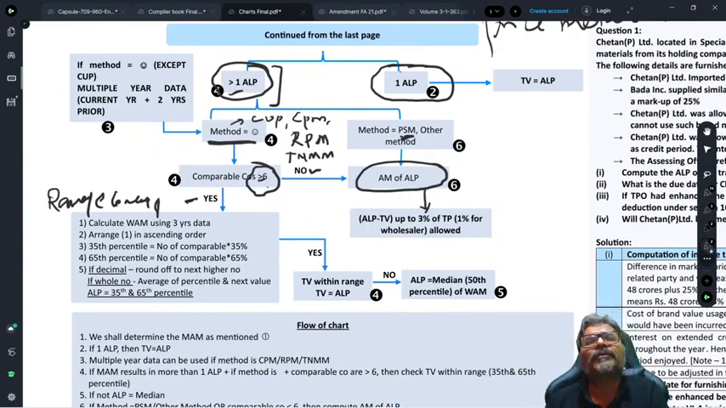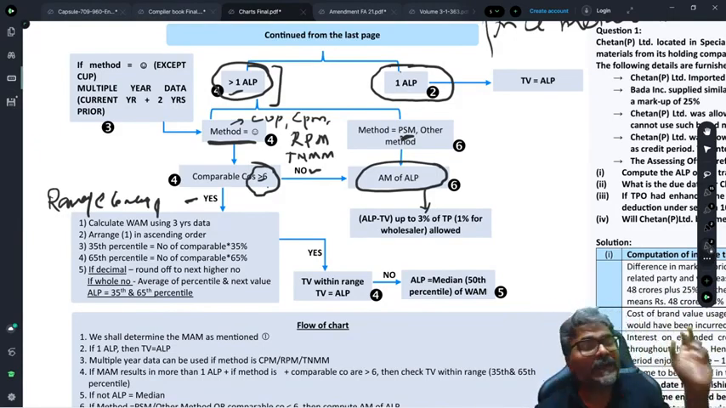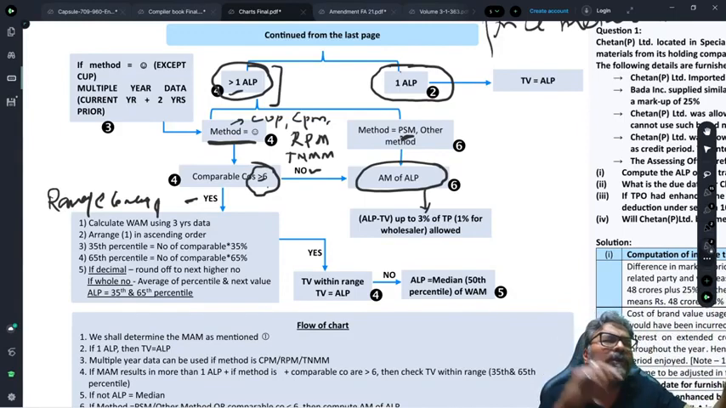So just look into this, students. When you have got 6 or more than 6 comparable data, then the range concept will be applicable. What are the steps in the range concept? Number one, whatever data has been given to you, 6 or more than 6, please arrange the data in ascending order. Ascending order means from lower value to higher value. Give the serial numbers accordingly, like 1, 2, 3, 4.